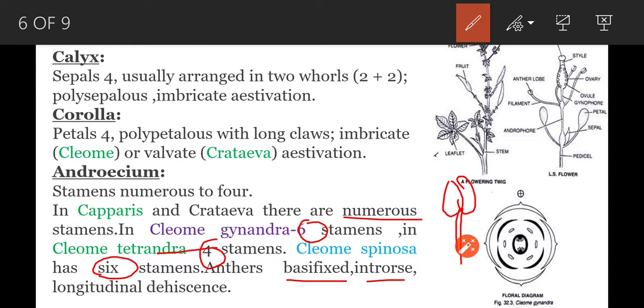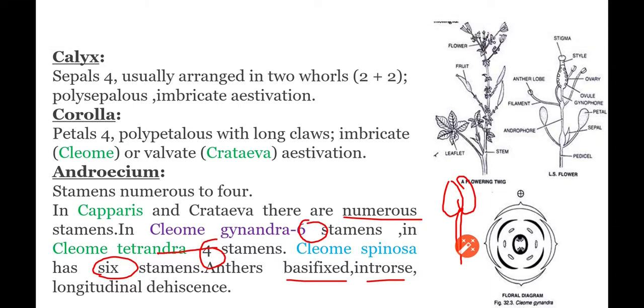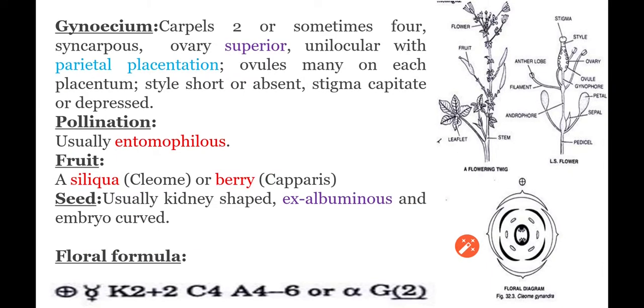This is about androecium. Next one is the fourth whorl. The fourth and innermost whorl of the flower is gynoecium. Gynoecium comprises 2 carpels. That means bicarpellary, syncarpous, superior ovary. Carpels are generally 2 in number. That's why it is called bicarpellary ovary.